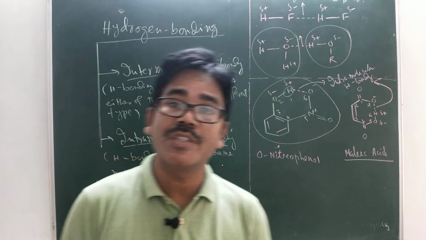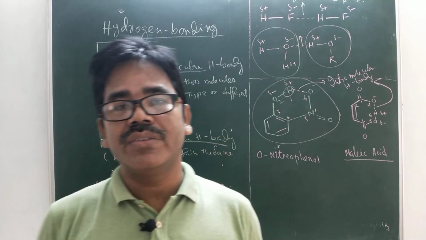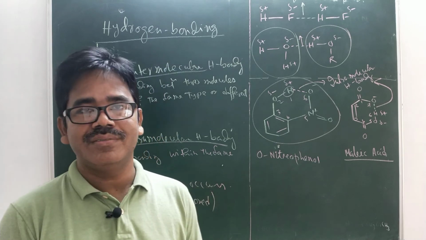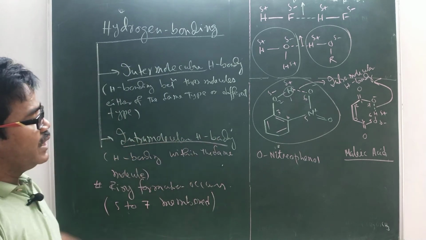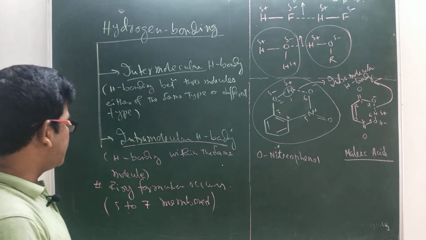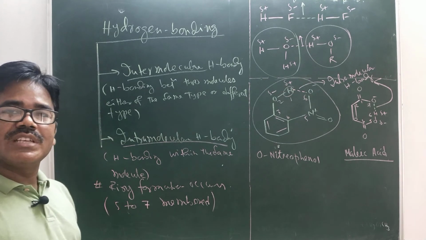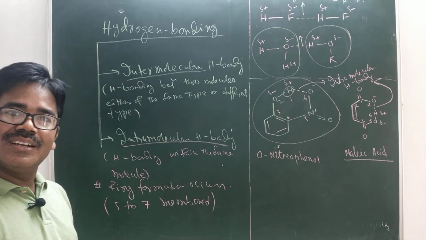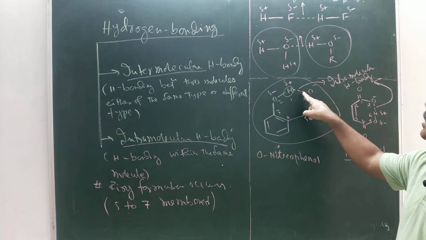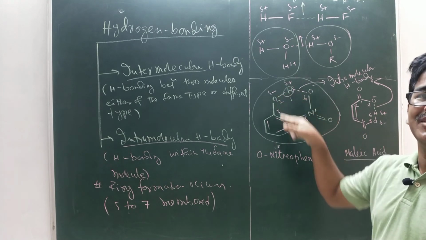Why not 4 members? Because a 4-membered ring is highly unstable due to angle strain, which we'll talk about later on. Due to intramolecular hydrogen bonds, a ring formation takes place, and the size of the ring ranges from 5 to 7 membered. Clear? And due to intramolecular hydrogen bonding, there is a formation of an extra bond within the same molecule.